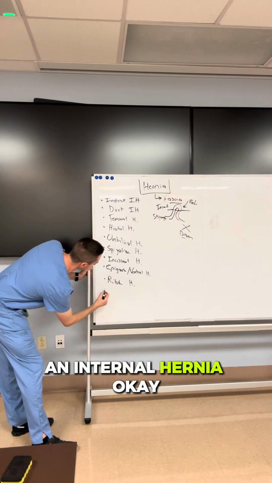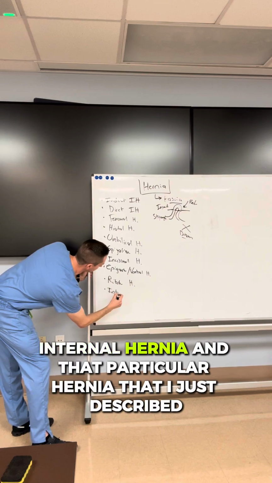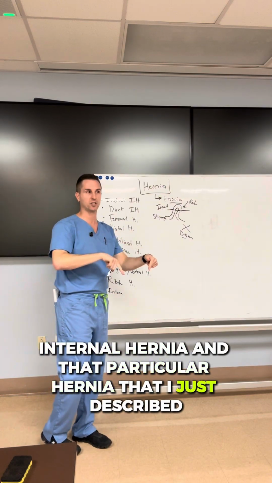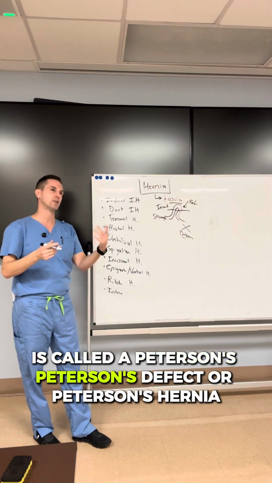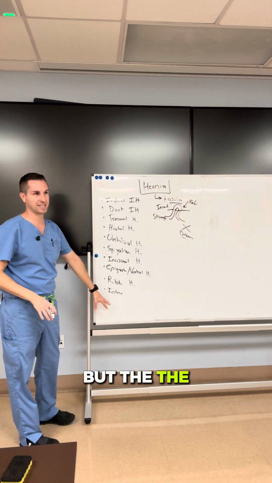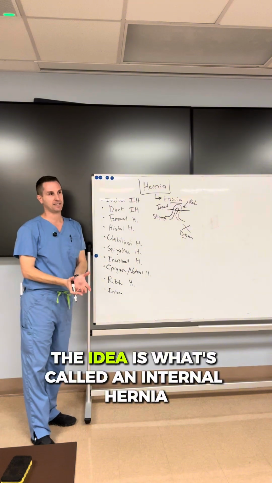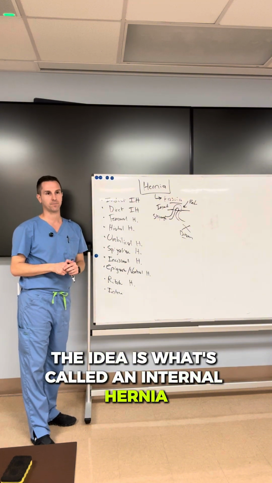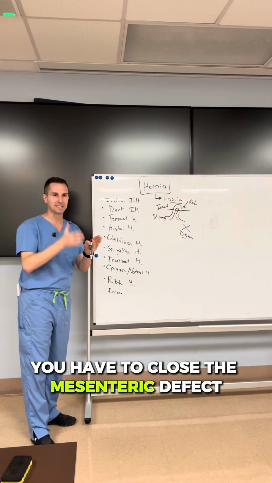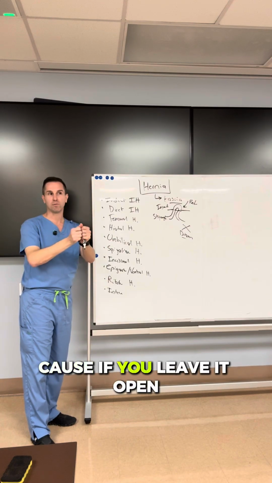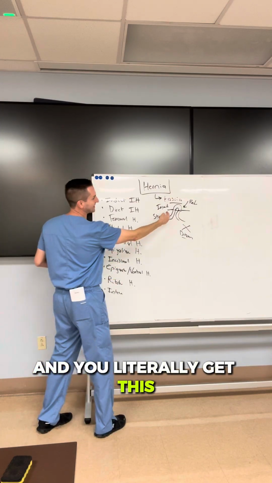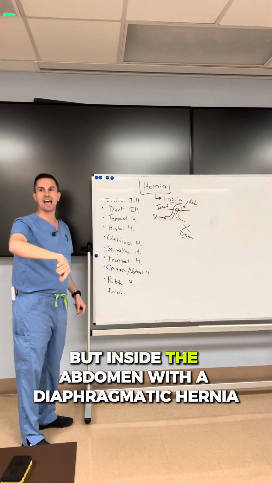An internal hernia, okay? Internal hernia, and that particular hernia that I just described is called a Peterson's defect or Peterson's hernia. But the idea is what's called an internal hernia. That's why when you do a bowel resection, you have to close the mesenteric defect, because if you leave it open, something can sneak in there, and you literally get this, but inside the abdomen.